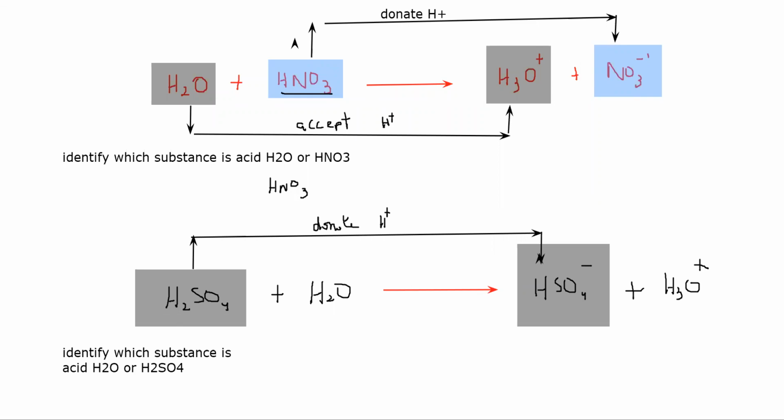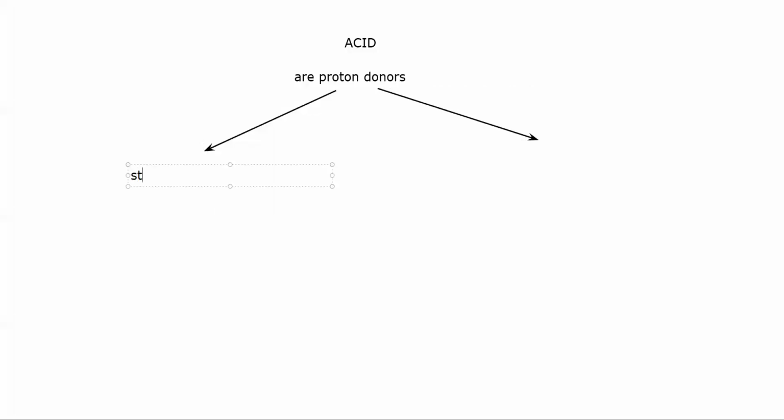Then the acids, as we know, acids are proton donors. That is the definition of acid. Acids are classified into two. Some of the acids we call strong acids, and some of the acids we call weak acids. What is the meaning of strong acid and weak acid?